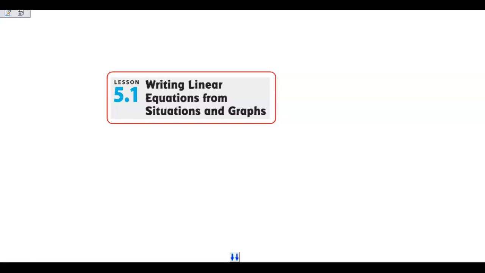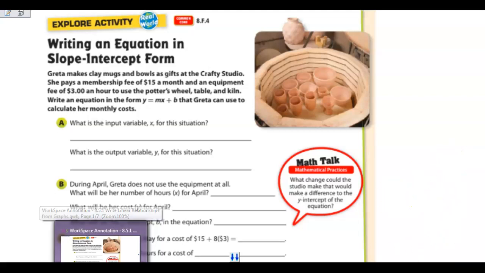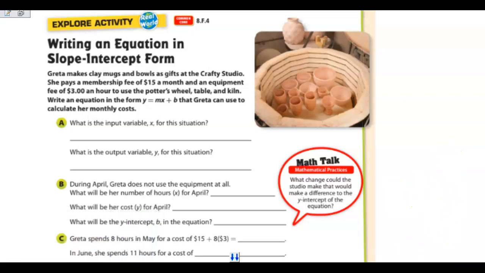Hello. Today we're going to work on writing linear equations from situations and graphs. When we're writing an equation in slope-intercept form, we need to remember that it is basically y equals mx plus b. And remember that any rate of change is your slope, and your initial value, which is where you start, is your b. And then also keep in mind that your x is your input information or input variable.